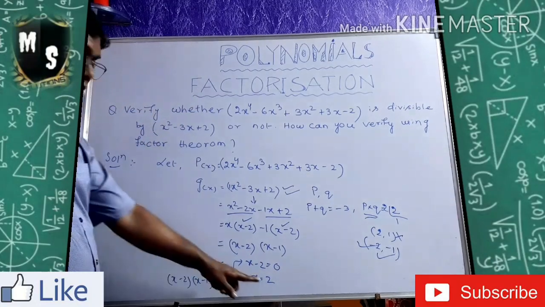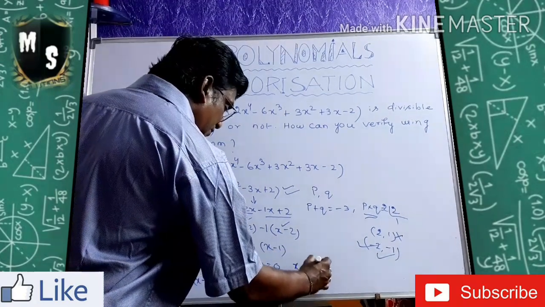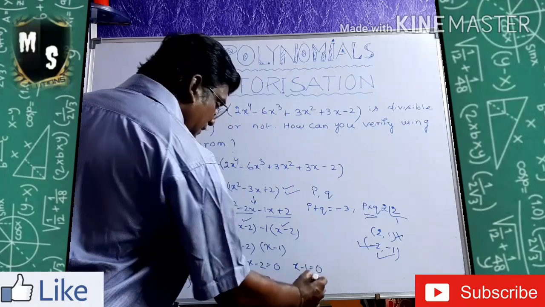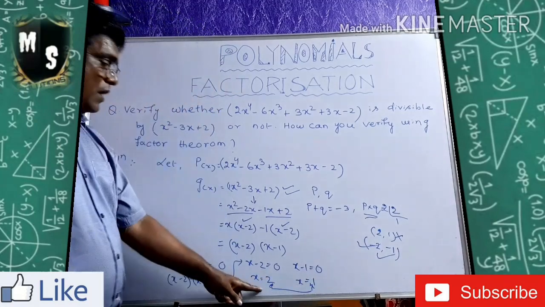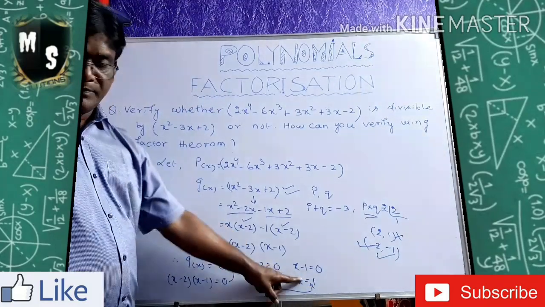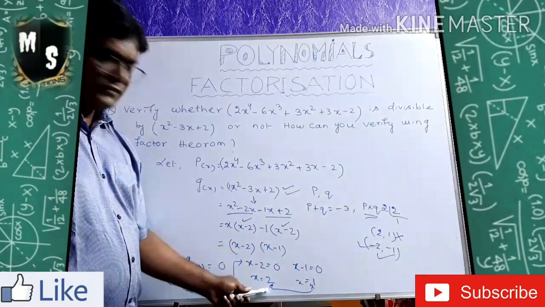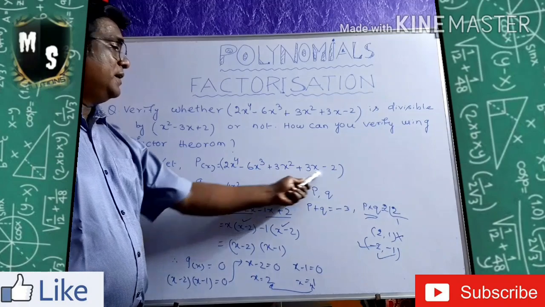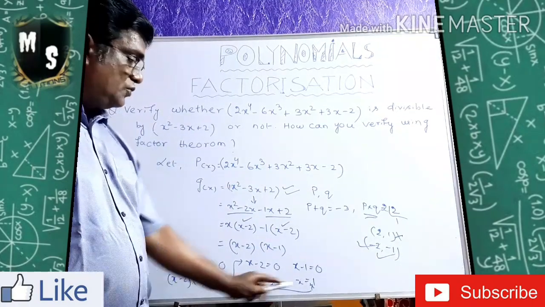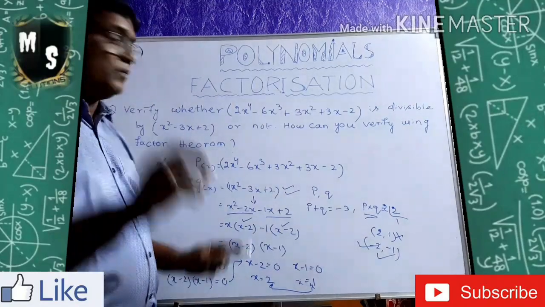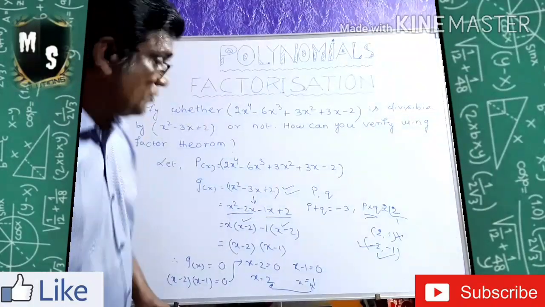So one value came, 2. Then what is the other value? x minus 1 equal to 0, then what is x? x equal to 1. So 2 and 1 are the two values for x. Understood now? Now we are going to try which value, when we put it in this polynomial, gives 0. Of these two values, which value you put in this polynomial makes it become 0. I hope you understood this part.